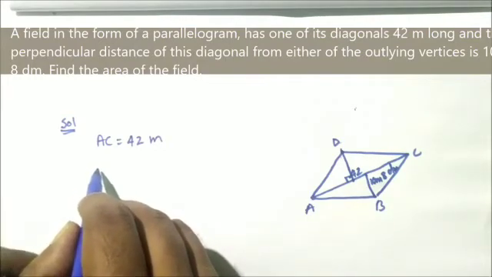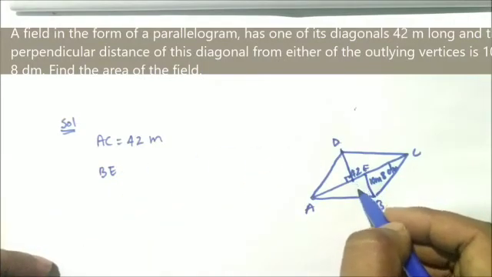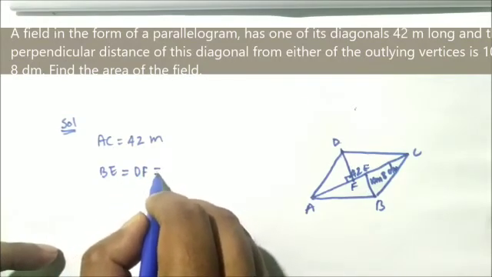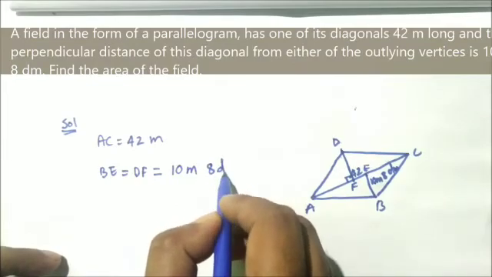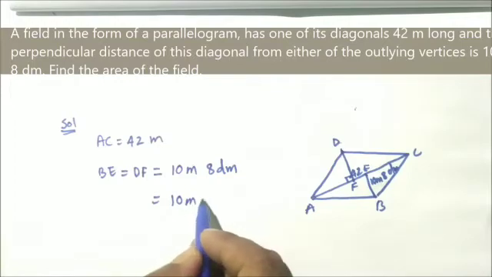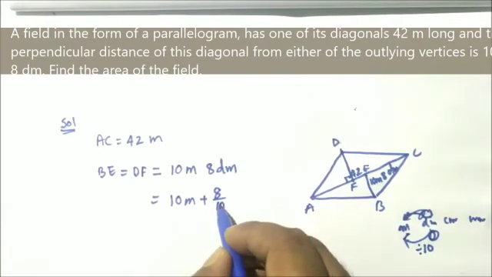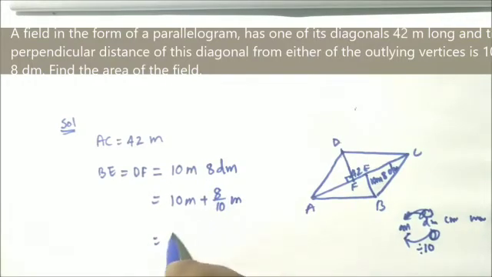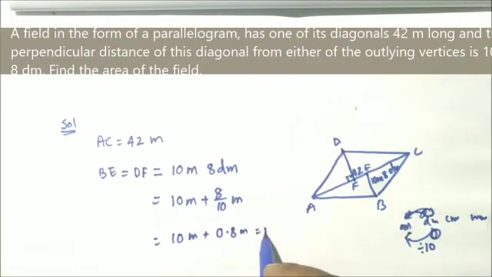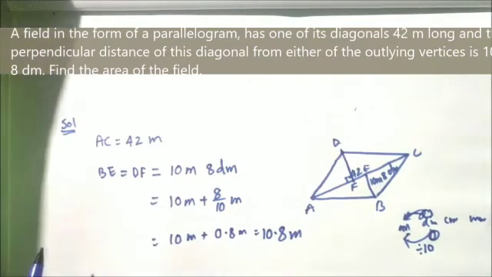And BE is equal to DF is equal to 10 meter 8 decimeter, that is 10 meter plus 8 decimeter. If you know millimeter, centimeter, decimeter, after that meter comes. Something given in decimeter we need to change into meter, so we need to divide it by 10. Then 8 divided by 10 meter will become 0.8. So 10 meter plus 0.8 meter, that means 10.8 meter.